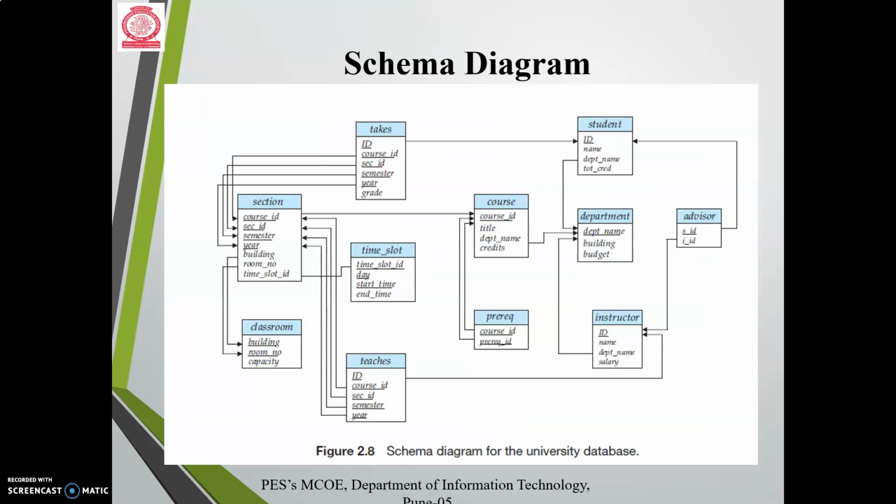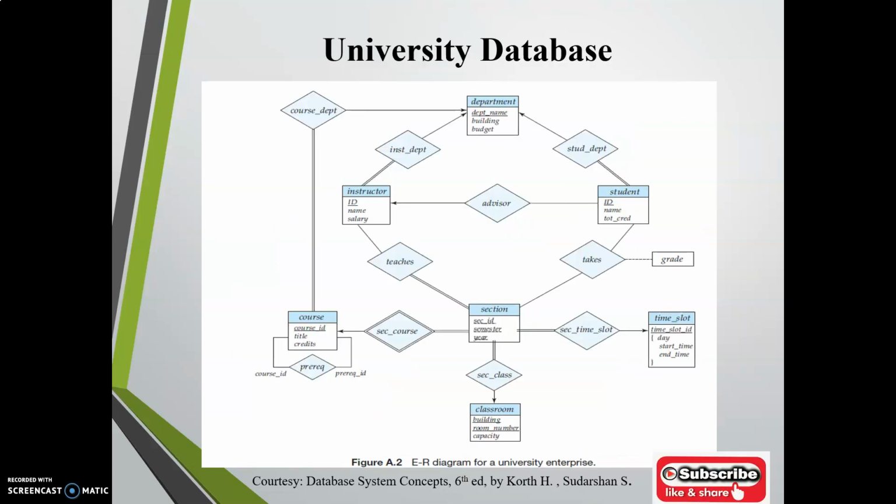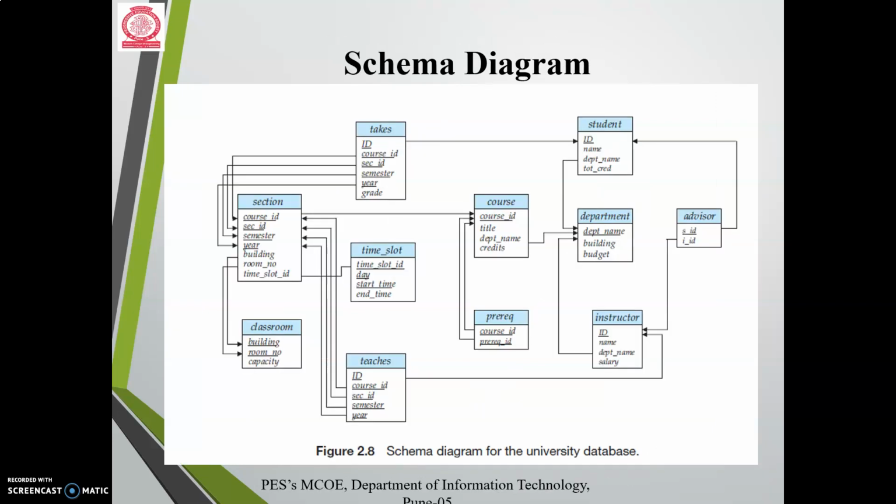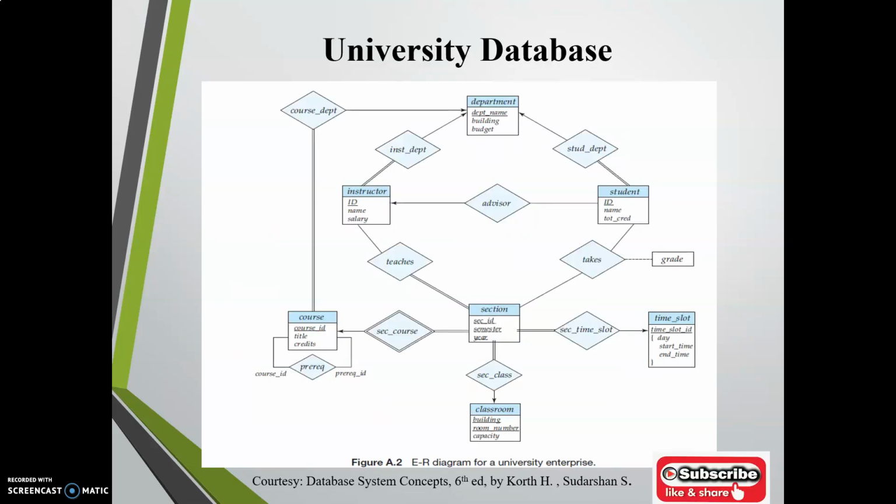So this is the schema diagram which we have drawn from the ER diagram of the university database. So here if you will see, we do not have relationship sets because everything will be converted like this. So here schema diagram is nothing but the diagram which depicts the relationship between primary key and foreign key. Whereas in the ER diagram, we do not have foreign key constraint. We can show only primary key constraint which will be represented by underline.